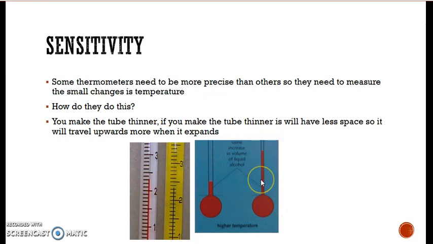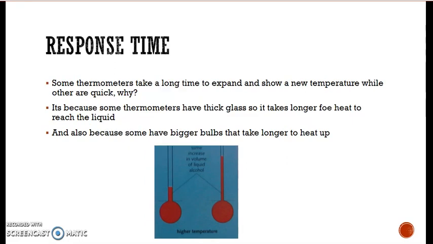So if it changes by like half a degree, you can see that change here, but you can barely see it here. You see what I'm trying to say? Right here, there's the alcohol, and there's the mercury. Mercury doesn't expand as much as alcohol, and alcohol expands much more, so the tube can be bigger. For mercury, the tube has to be narrower so that we can see and measure the small changes in expansion.